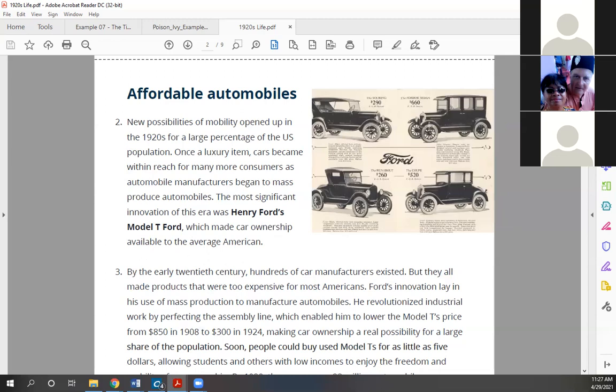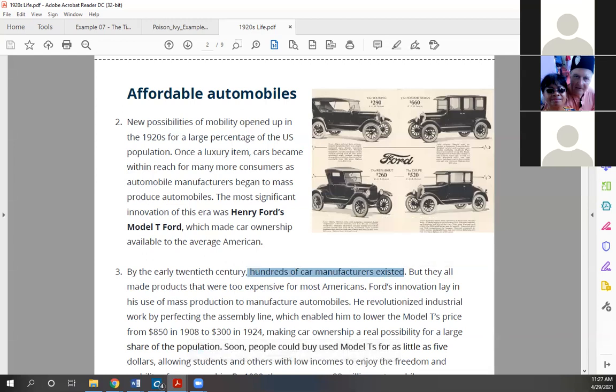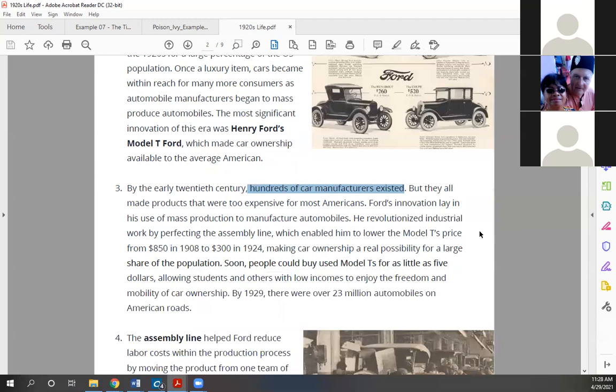There were other designs. Henry Ford's Model T was not the first car. There were lots of cars. In fact, this next paragraph says, by the early 20th century, hundreds of car manufacturers existed, but Ford, the company run by Henry Ford, was the first to have big factories making lots of cars that they could then make cheaply and sell cheaply. Okay.